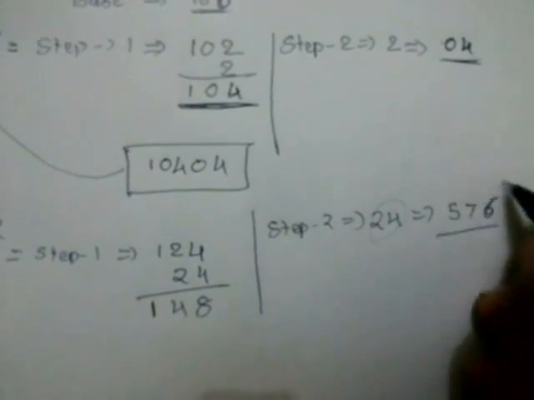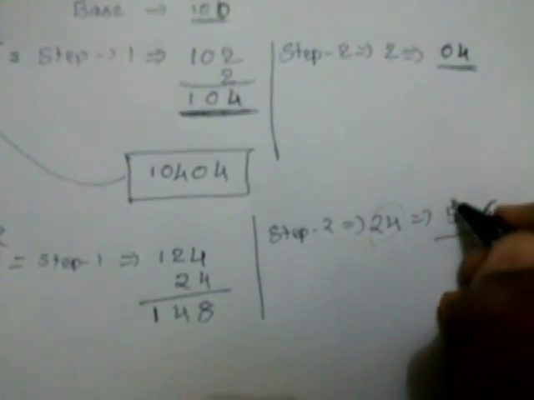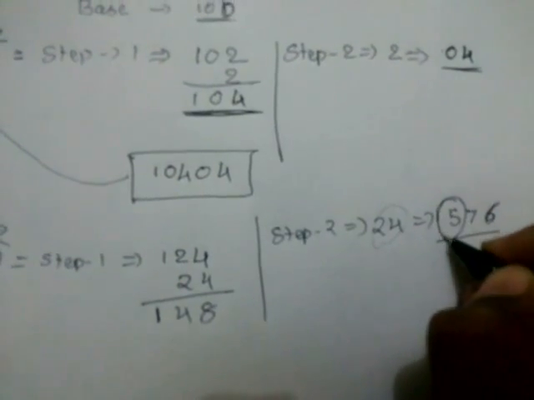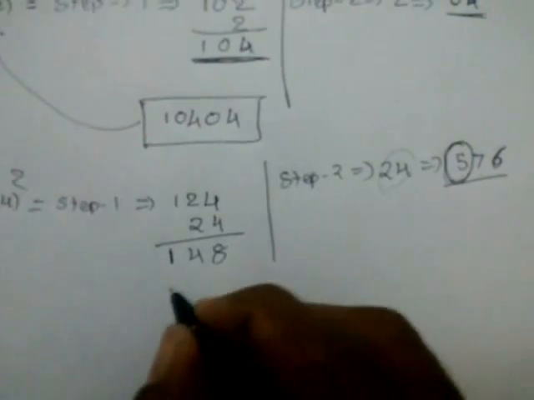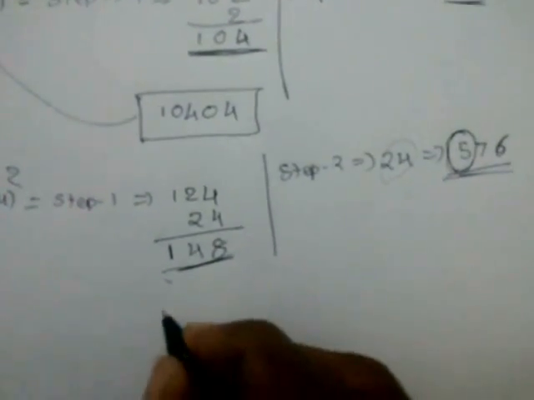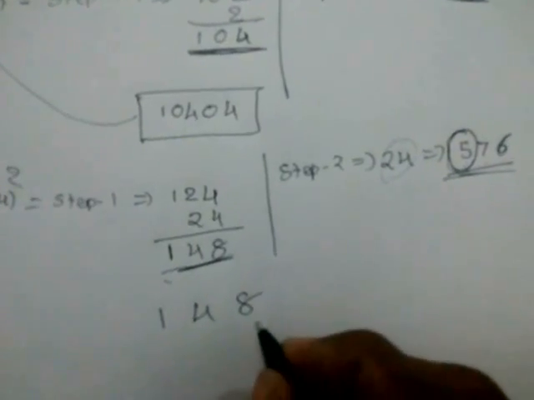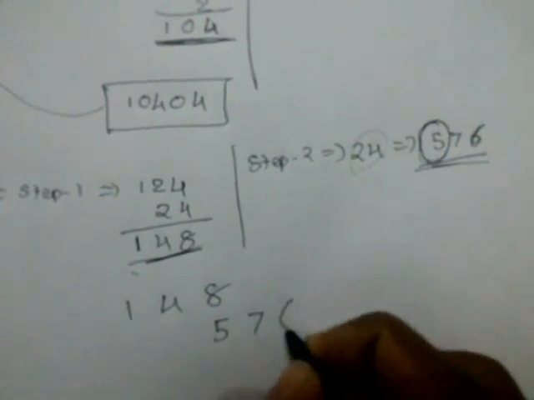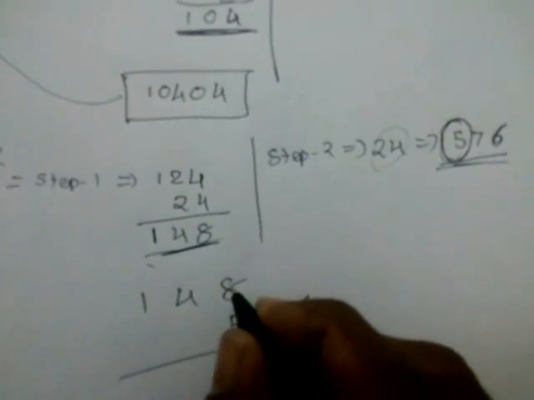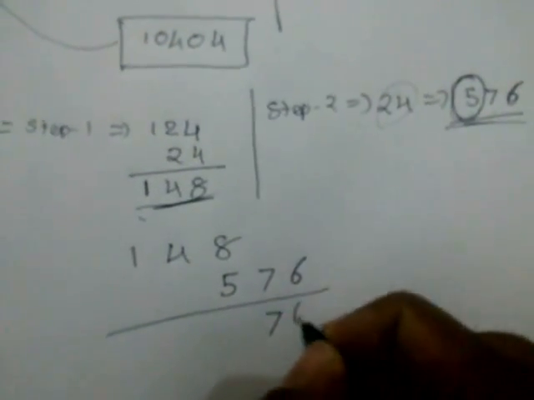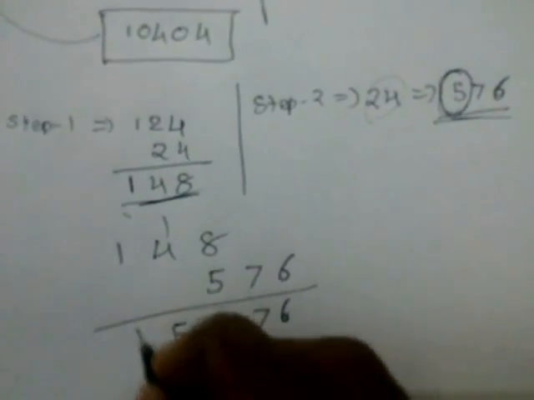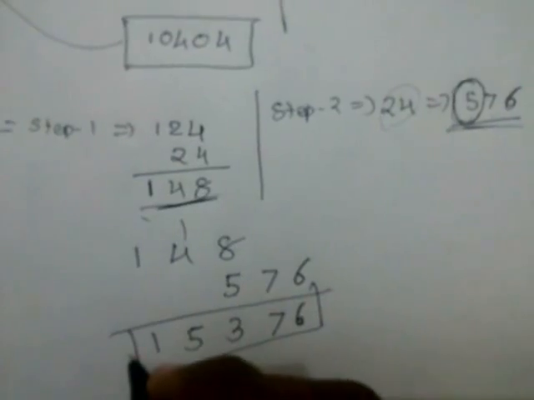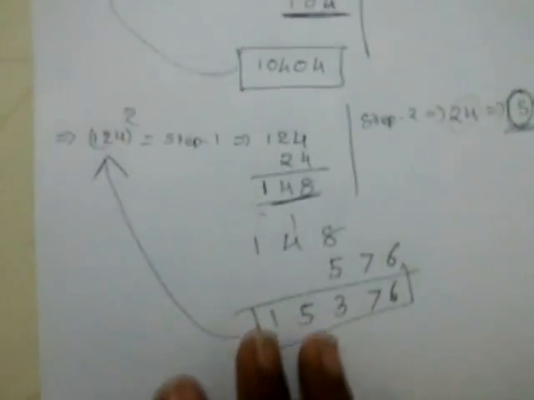If you get 3 digits in step 2, we will add this additional digit here. So how will we make the combination of these two numbers? Write down 148 and write down 576 like this. Put 5 below 8 and add them. So 8 and 5, 13, 4 and 1, 5. So this is the combination, 15,376. It is the square of 124.